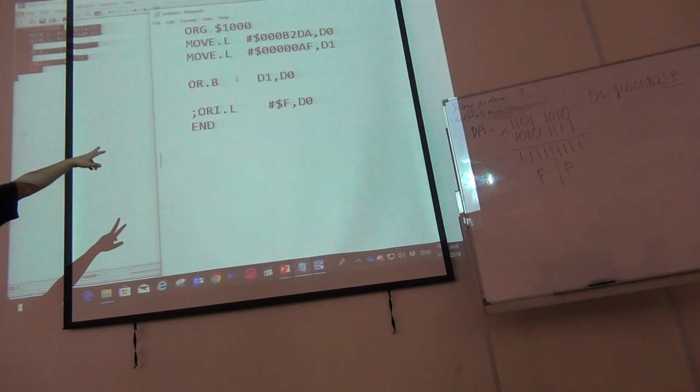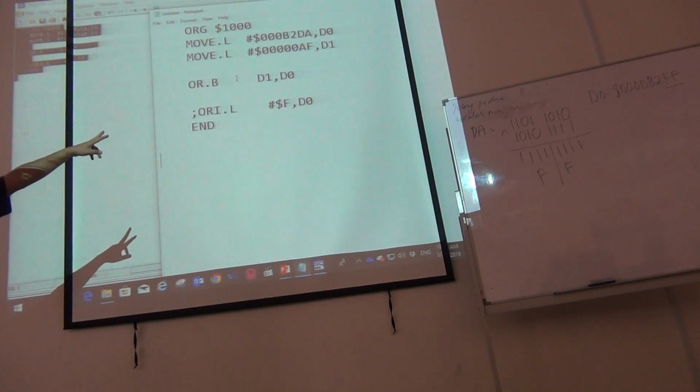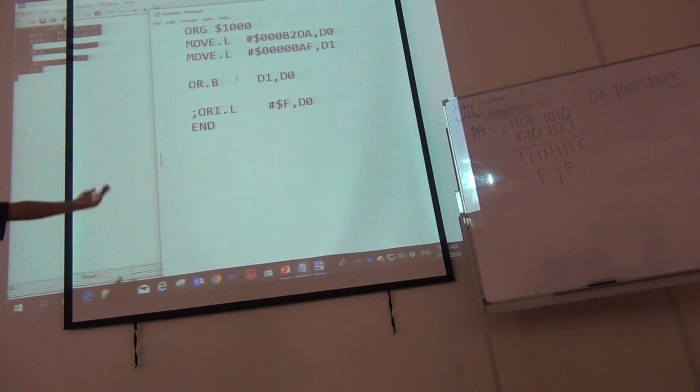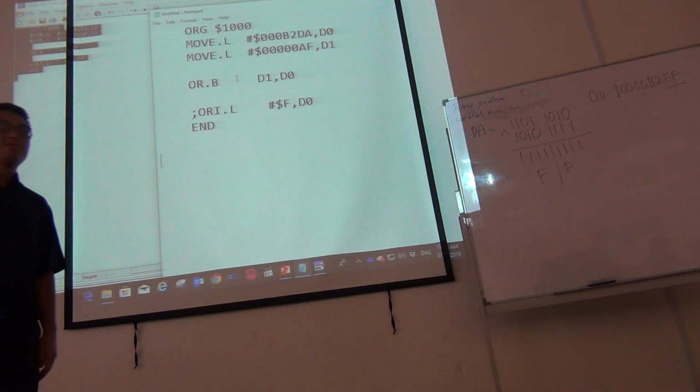So I give you the OR and the other logic operations. You can simplify it by yourself, because it's very easy over here, the concept is that. Okay, let's move on.